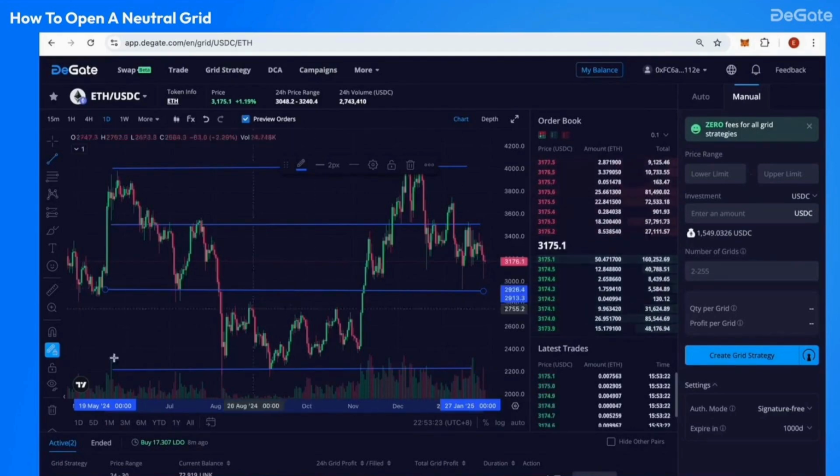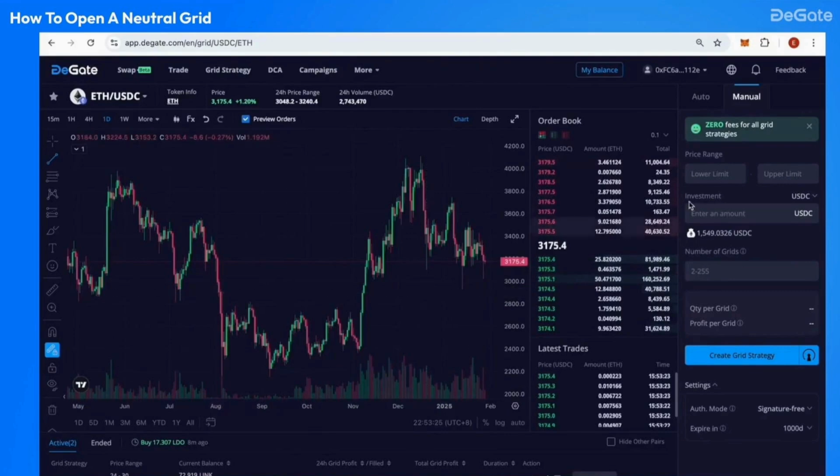I'll remove the lines from the chart to make it look cleaner. We've chosen a range with a lower limit of 2,900 and an upper limit of 3,500. Now, I input this range. Regarding the choice of investment currency, it depends on your situation. If you choose to invest only USDC to open the grid, it means you'll buy some ETH at the current price when the strategy starts.